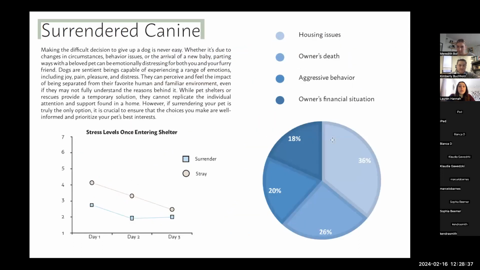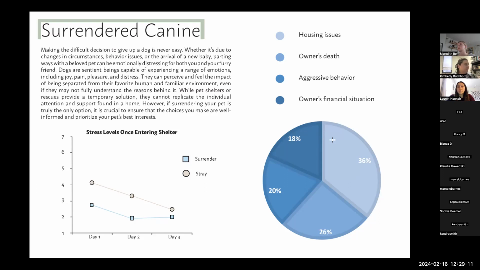And surrendered canines, I thought this was very interesting to look at over the span of 3 days, how the stress levels of a surrendered and stray change. Usually strays, because they were outdoors, being able to be taken care of, actually have lessened stress versus a surrendered. They're stressed at first, but then they realize, okay, I'm still kind of in an enclosed environment, but then they realize that they're not around the people that they're usually around, so it causes them to become more stressed. And obviously, it's a very difficult decision to surrender your dog.